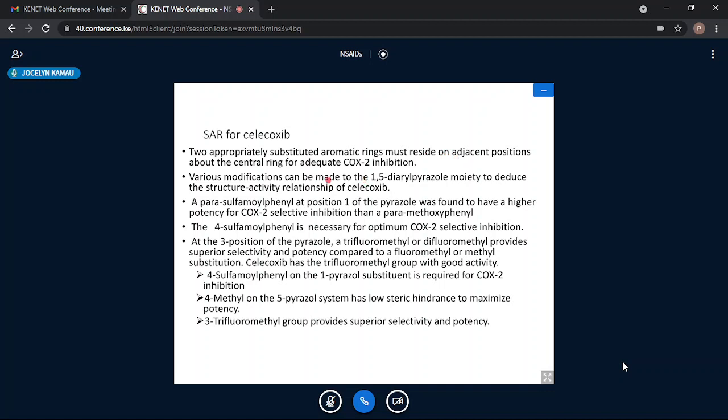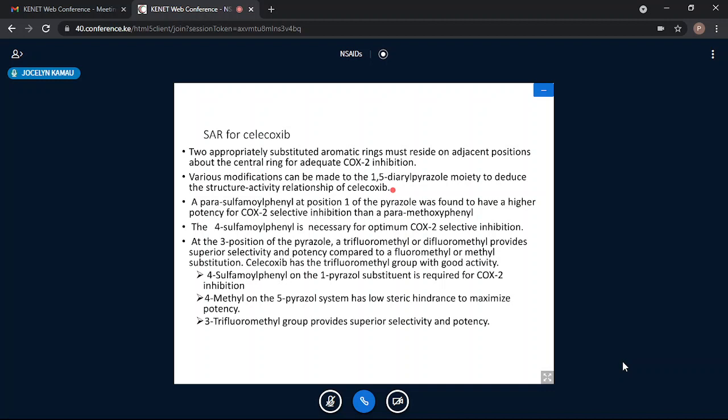Aromatic rings must reside on adjacent positions. If you look at our central ring, which we are calling the pyrazole ring, and look at all the various structures we have, you find that these appropriately substituted aromatic rings are adjacent to each other about the central ring, and we are considering our central ring to be the 5-membered ring in this drug. So about the central ring, for adequate selective COX-2 inhibition, various modifications can be made to the 1,5.